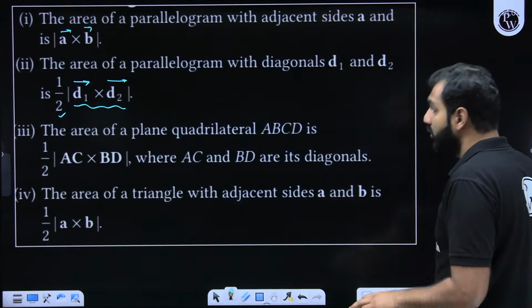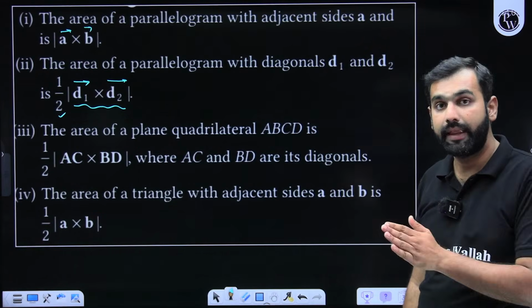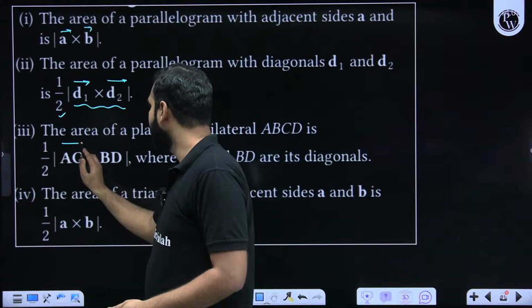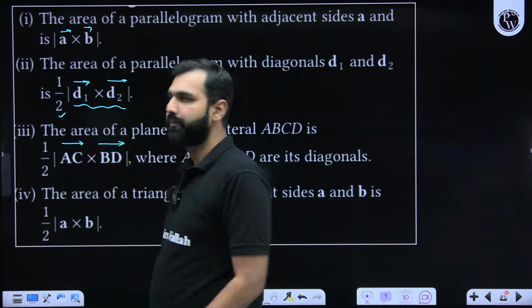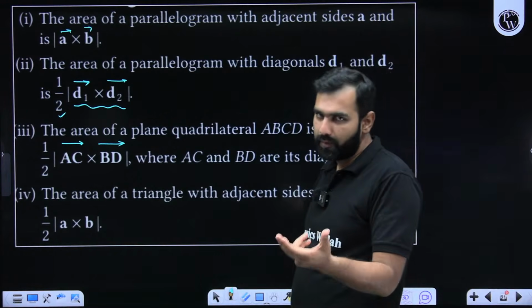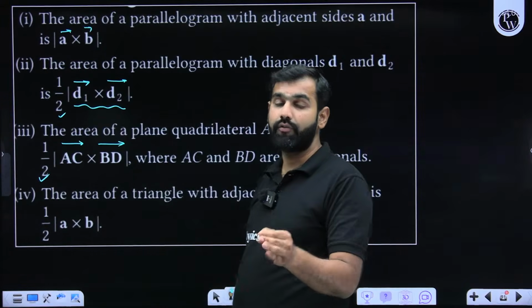The same holds true for any quadrilateral. I repeat, for any quadrilateral. So if you see a quadrilateral which has its diagonals given by AC and BD, you take the cross product of AC with BD. It will be a vector; take its magnitude and divide it by 2, and it will give you the area of any quadrilateral.